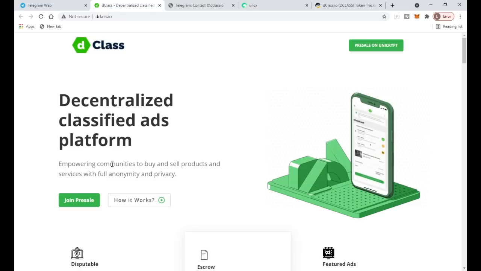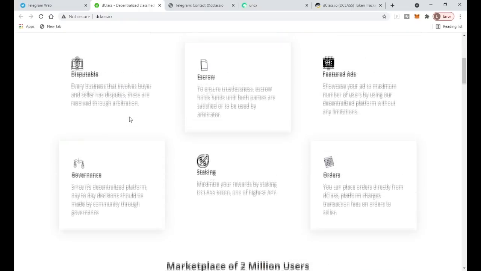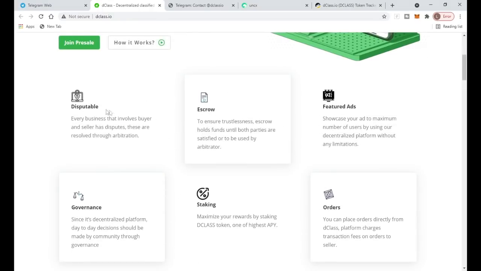It says read more. Empowering communities to buy and sell products and services with full anonymity and privacy. You can join the pre-sale, which we'll get into in a bit. There are six main features. Disputable: every business that involves a buyer and seller has disputes, and these are resolved through arbitration. Escrow: to ensure trustless escrow, funds are held until both parties are satisfied or an arbitrator is used. Featured ads: showcase your ad to the maximum number of users using our decentralized platform without any limitations.